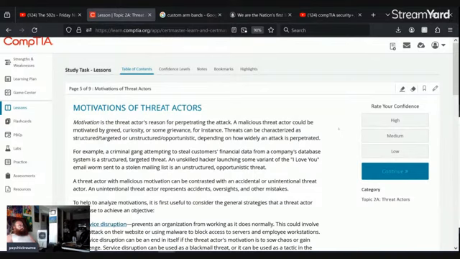All right. This is under curiosity, grievance. Threats can be characterized as structured, targeted, or unstructured, opportunistic, depending on how widely an attack is perpetrated. For example, a criminal gang attempting to steal customers' financial data from a company's database system is a structured, targeted threat. An unskilled hacker launching some variant of the I love you email worm sent to a stolen mailing list is an unstructured, opportunistic threat.